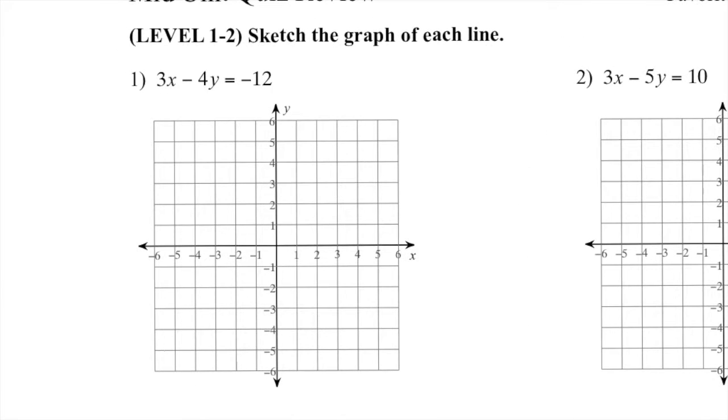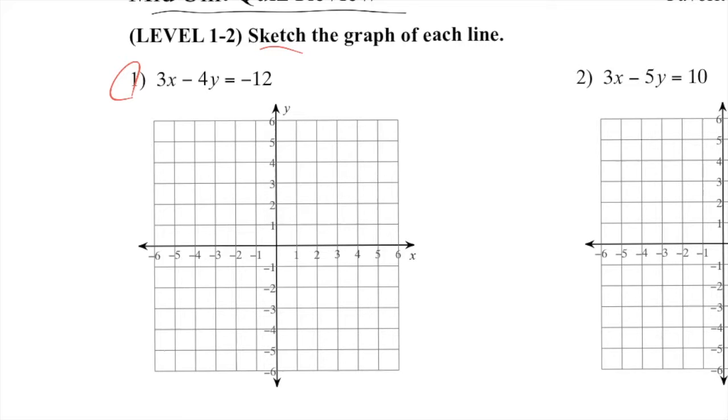So I'm going to try to run through this mid-unit quiz review with you and buzz through each problem and sort of explain it. I'm going to go kind of quick, but you can slow me down if you like, or whatever you need to. So let's check out this first one. We're just trying to sketch this.